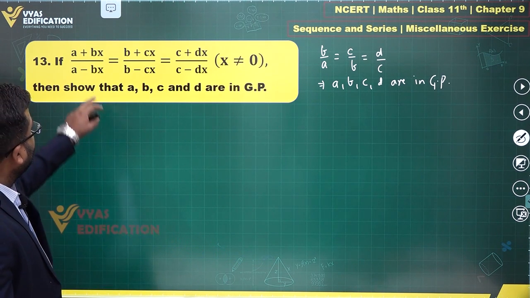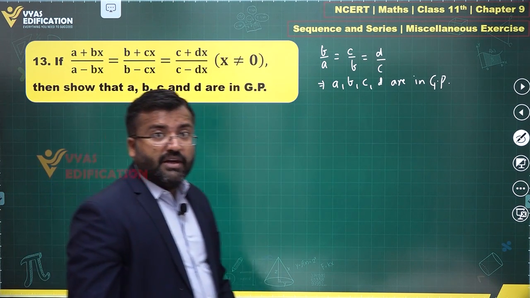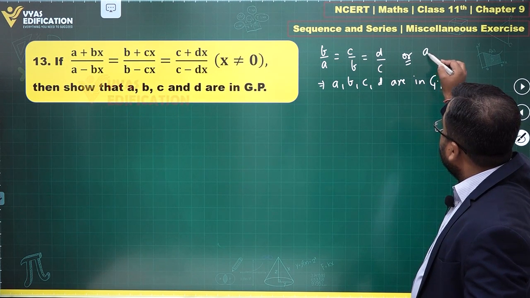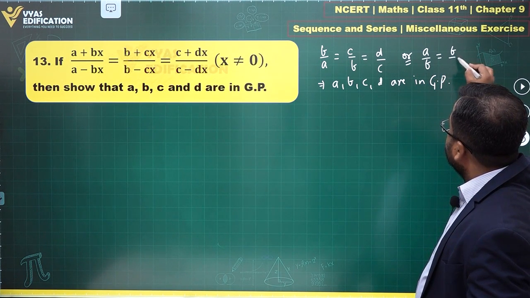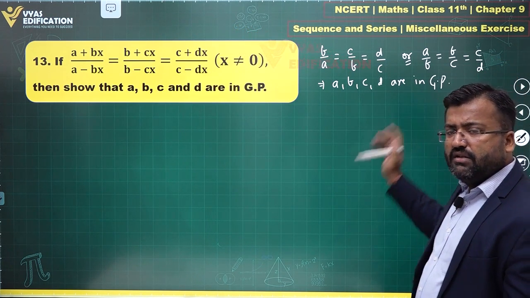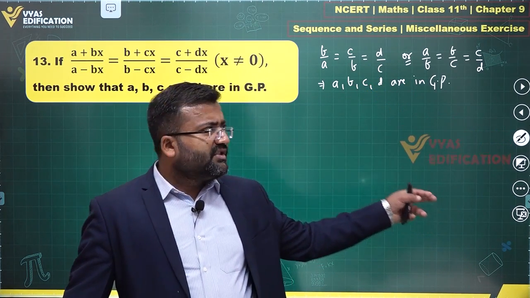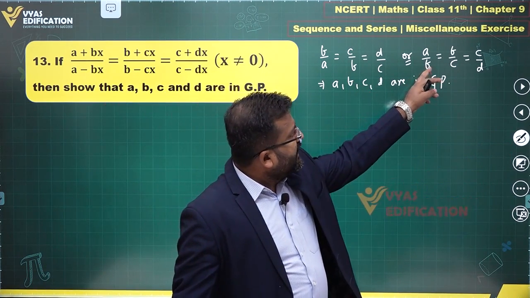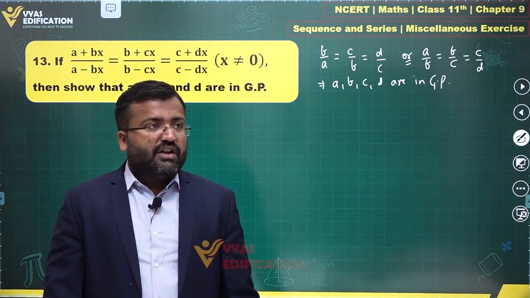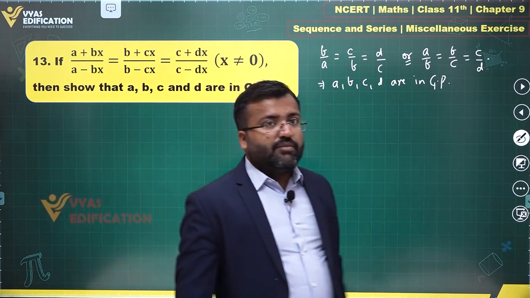So that's our target somehow. Can we find b/a somehow from here? Yes or no? By the way, we could also show that a/b is equal to b/c is equal to c/d. Mind you, this is also okay, because you just have inverted ratios. In this case the common ratio will be r, and in this case the common ratio will be 1/r.